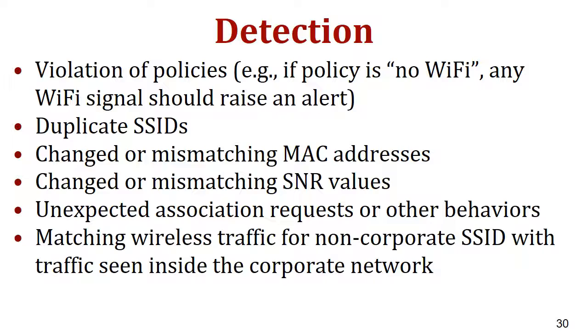And also, if you know the MAC address of the access point, you can see whether it's mismatching. There are also other things where you can observe the behaviors to really see what's happening. Especially for enterprise scenarios, you can match wireless traffic for the non-cooperative SSID with the traffic seen inside the cooperative network to see how much data was disclosed.